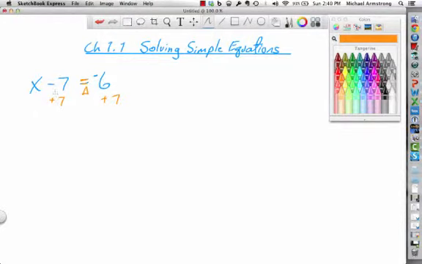Okay, and a negative 7 and a positive 7 disappear and become 0. And they cancel each other out. So we're left with x on one side, and a negative 7 and a positive 7 gives us a positive 1 on the other side.